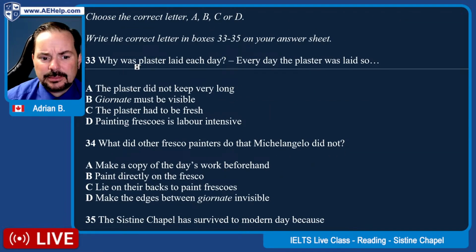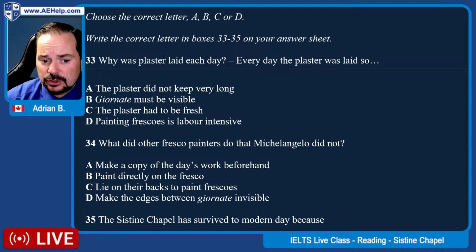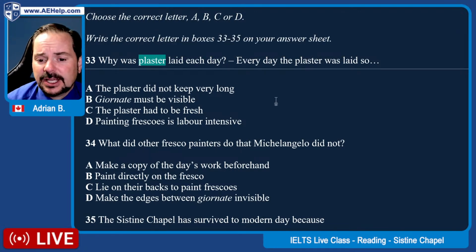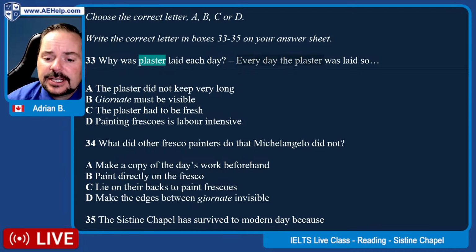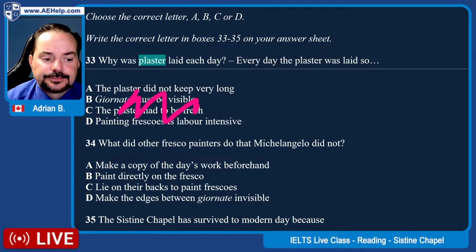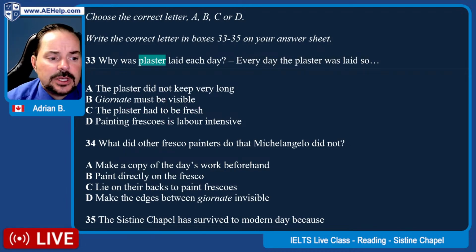So instead of thinking about why was plaster laid each day, and if you don't know the meaning of plaster, that's okay. Something was laid, something was put down. Okay, every day the plaster was laid so. Okay, whatever that is. Again, I don't worry about the questions, or sorry, the answers. So just go to the next one.